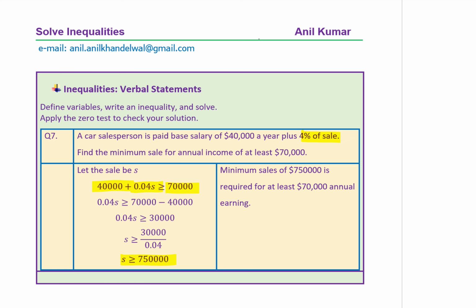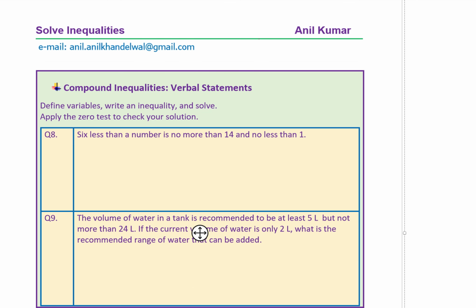So we'll write a statement for the solution. Perfect. The statement is minimum sales of this much, which is 750,000, is required for at least 70,000 annual earning. Perfect. Now let's see further examples.